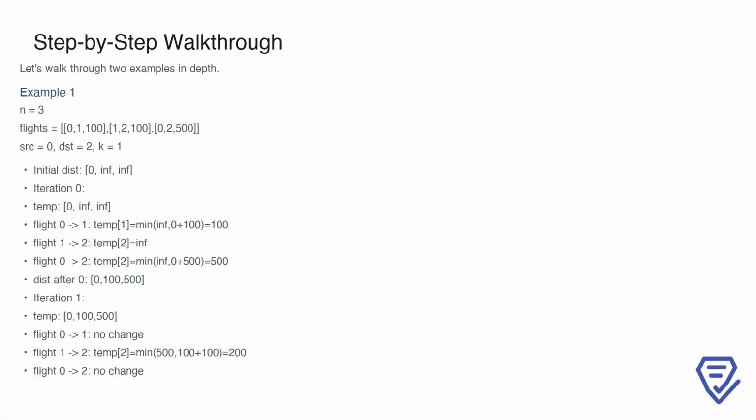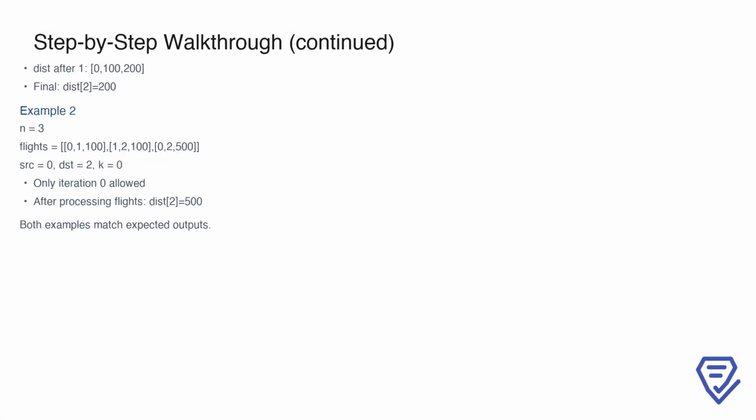Let's step through 2 concrete examples for LeetCode problem number 787 to see the algorithm in action. In the first example, we have 3 cities and 3 flights. Our goal is to get from city 0 to city 2 with at most 1 stop. We start by setting distances from the source to all other cities as infinity, then 0 for the source itself. In the first iteration, we process each flight. We find that going 0 to 1 costs 100, 0 to 2 costs 500, so we update accordingly.